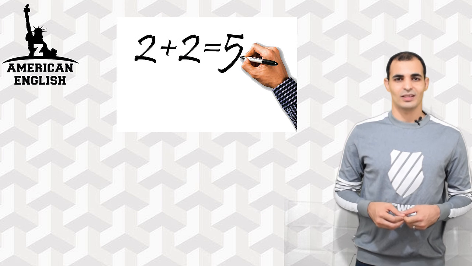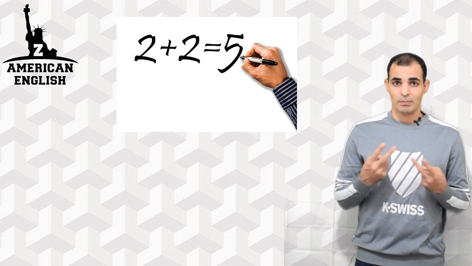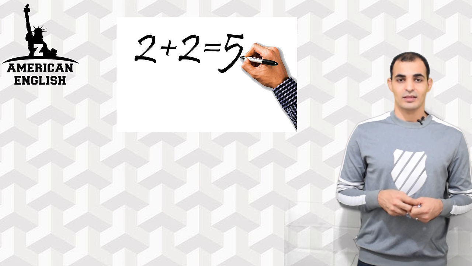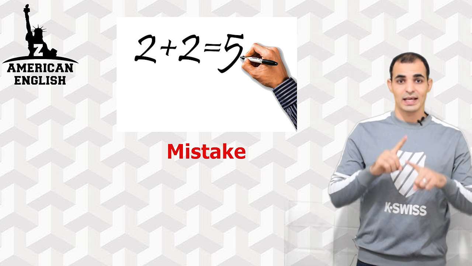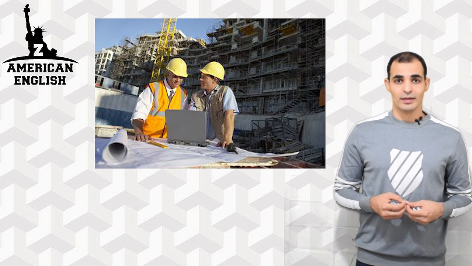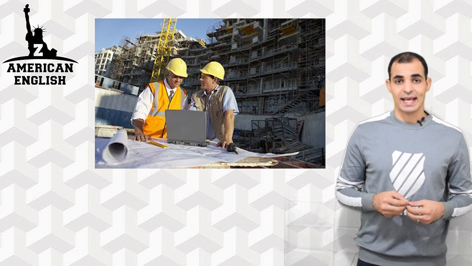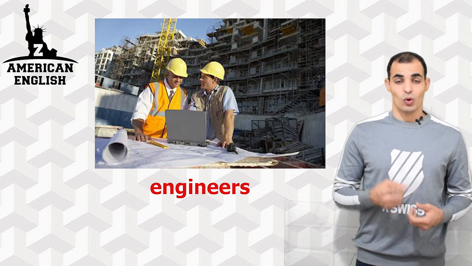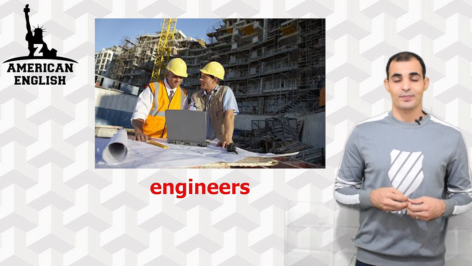What is that? Look at that. Do you think 2 plus 2 make 5? That's not correct. This is a mistake. Mistake. Can you repeat that? Mistake. Not correct. Do you see these two men? Are they mechanics? No, they are not mechanics. They are engineers. One is engineer, two engineers.